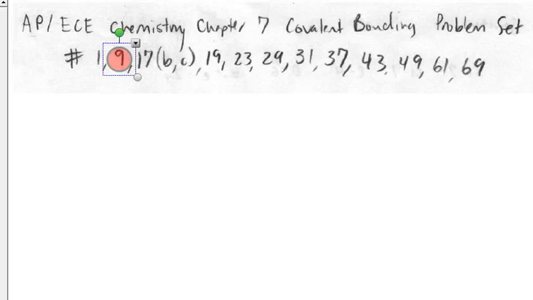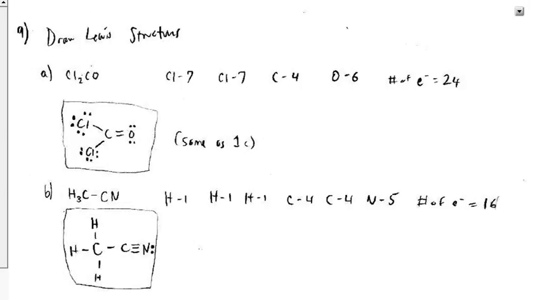Let's take a look at the problem set number 9. Again, more and more and more Lewis structures we are drawing. So we're following the same sort of pattern as the last one. In fact, for 9A, you are doing another one of COCl2, rewritten differently, but C still goes in the center, and you populate around it. It's the exact same thing as 1C.